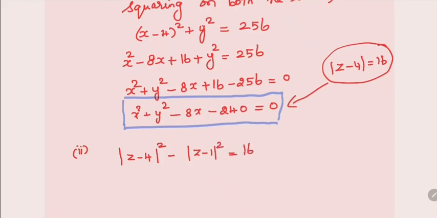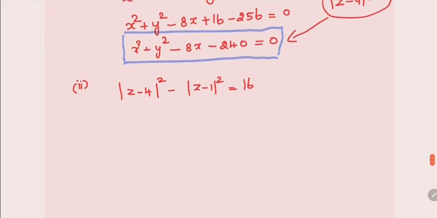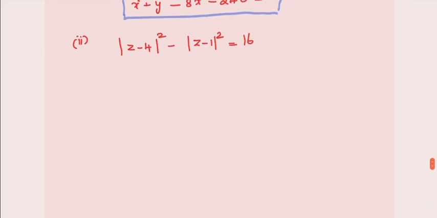So this is the equation given. We have to bring it into the Cartesian form. So for that, what you have to do? First step, let z equal x plus iy. Okay, so you have to substitute this in equation 1.